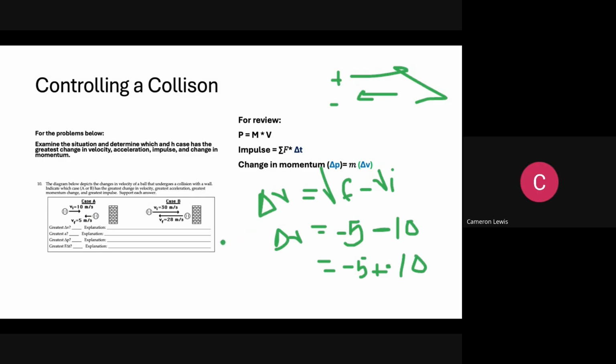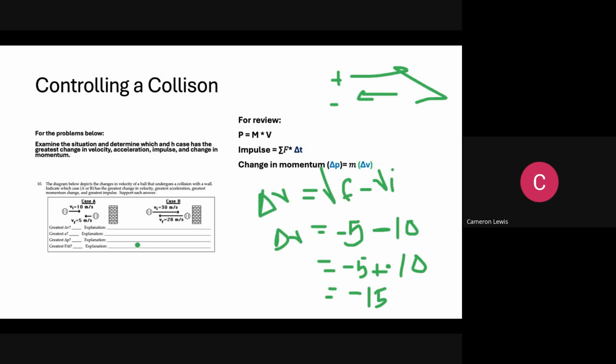Negative 15. Only reason why I switched it is because sometimes you might get confused between subtracting from a negative. If you understand, you can switch subtraction to addition, but that just means you have to change the sign of the number. It makes sense that if I subtract from a negative, it would get more negative. So technically, negative 5 minus 10 is negative 15. So the change of velocity in the first case is actually negative 15.